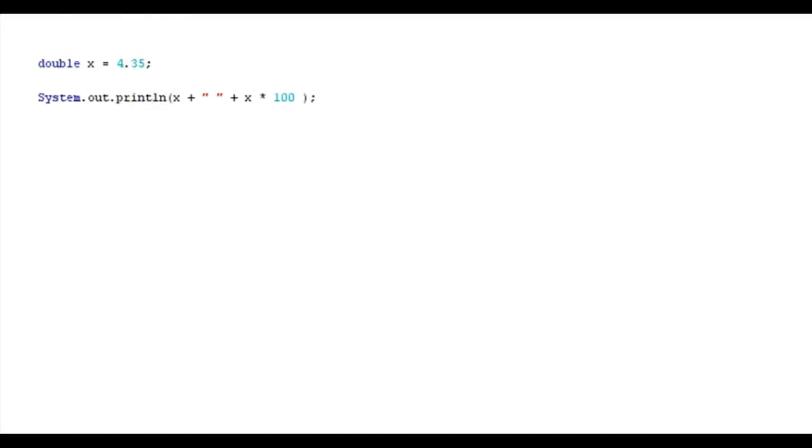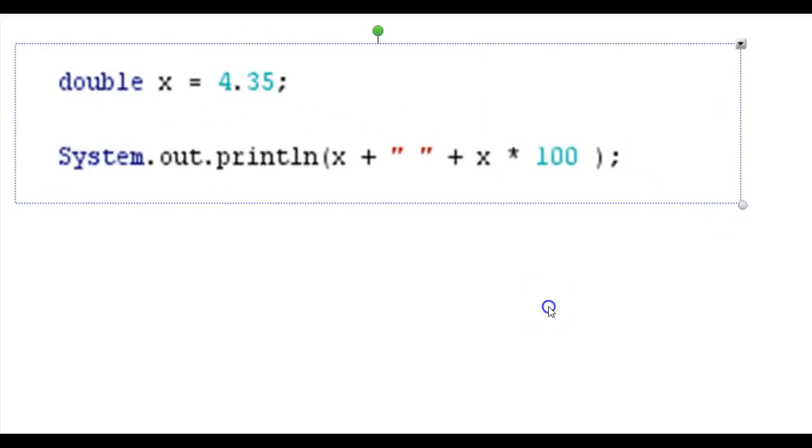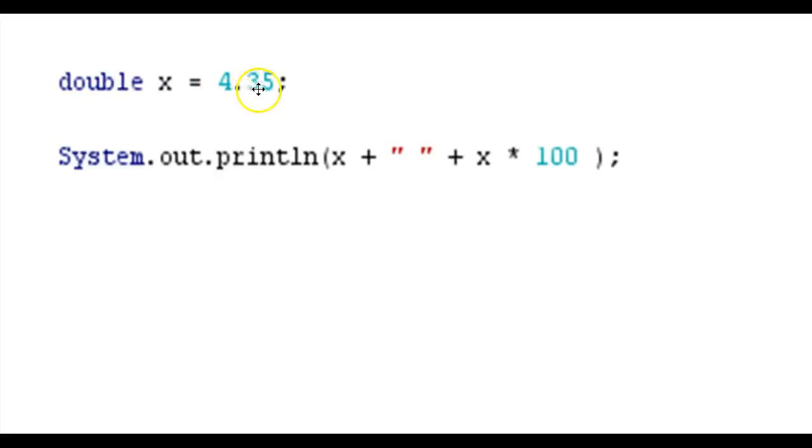So when you look at the startup code, if I do double x equals 4.35, and I print out x plus a string in quotes, and then I do x times 100. First thing I have to talk about, the elephant in the room, is this is not in parentheses. So doesn't Java look at this as concat? Yes, it does. However, PEMDAS says the multiplication is done first anyway, so this calculation is actually done first before it does the concatenating. So we don't have to worry about putting this in parentheses. You can if you want to, but you don't have to.